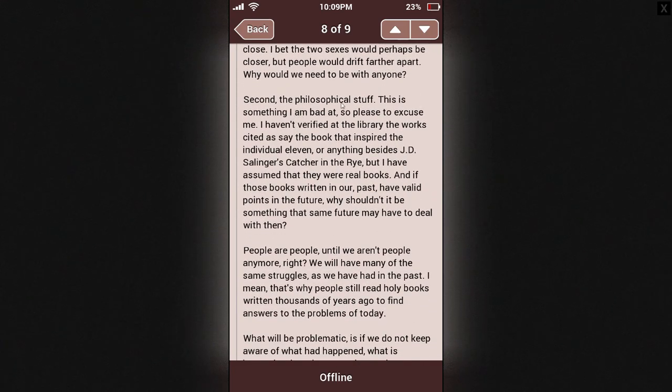Second, the philosophical stuff. This is something I am bad at, so please excuse me. I haven't verified at the library the works cited as, say, the books that inspired the individual 11 or anything besides J.D. Salinger's Catcher in the Rye, but I have assumed that they were real books. And if those books written in our past have valid points in the future, why shouldn't it be something that the same future may have to deal with then?